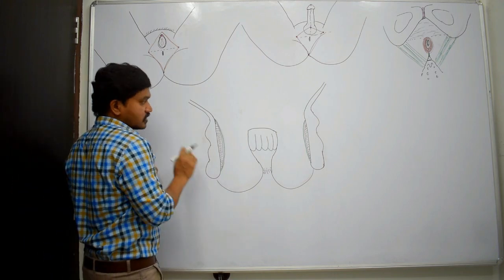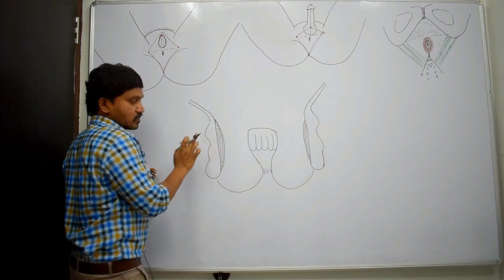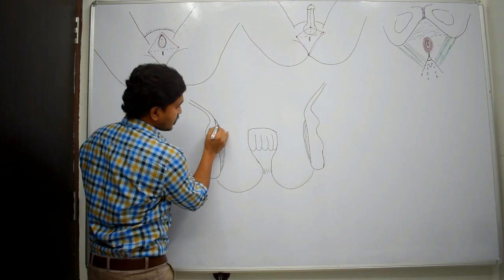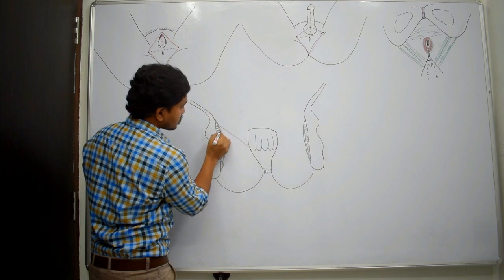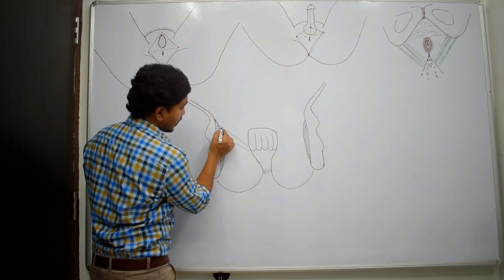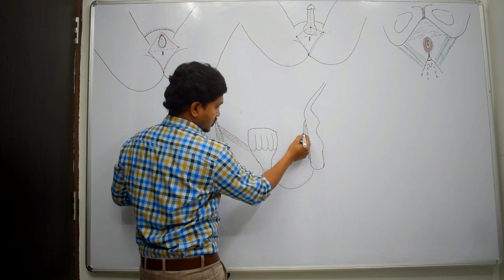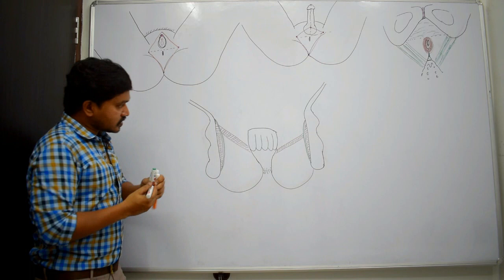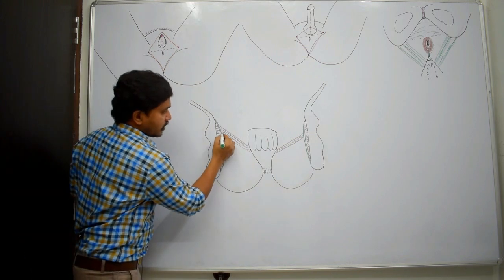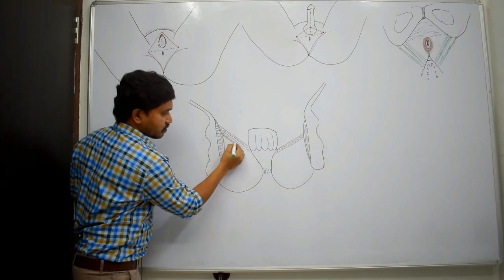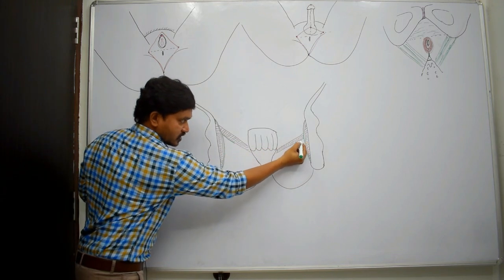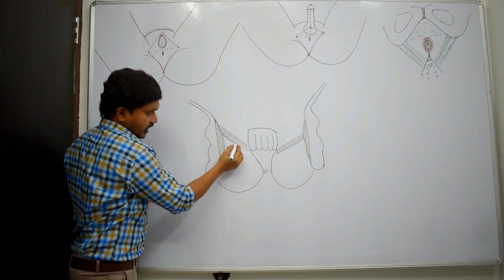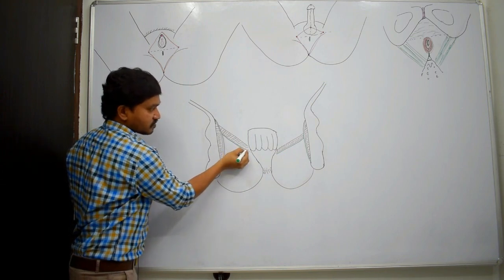Here, one muscle taking origin from the obturator fascia. That muscle what we are calling? Levator ani muscle. So, here levator ani. So, this is levator ani muscle. Here also, this is levator ani muscle. This levator ani muscle is lined by another membrane. What is this membrane? What I am drawing here? This is anal fascia. So, this is obturator fascia and this is anal fascia.